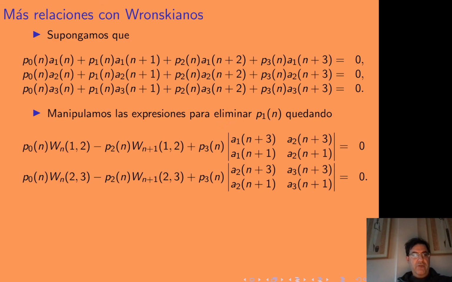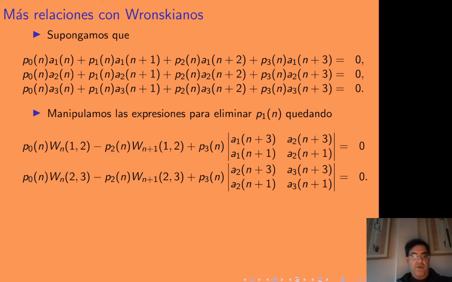So I work with the first two equations. You multiply this by minus A2 n plus 1, and then you multiply this by A1 n plus 1, and then you subtract, and then lucky you have this times this minus this times this, which is the Wronskian 1, 2. This is an exercise that you can try by yourself. Then the same with this. So you have A1 n plus 2 times A2 n plus 1 minus A2 n plus 2 A1 n plus 1. This is minus the Wronskian n plus 1.